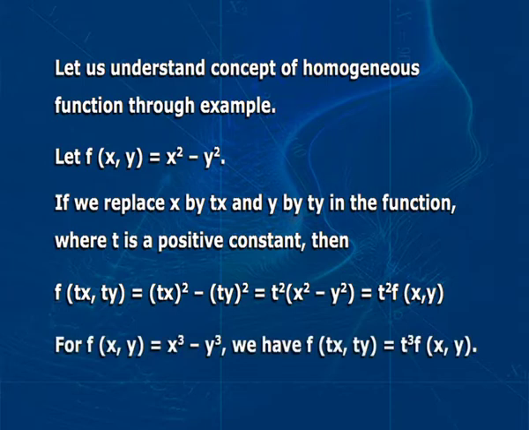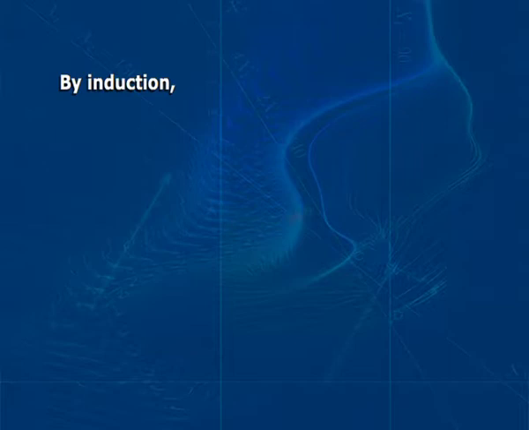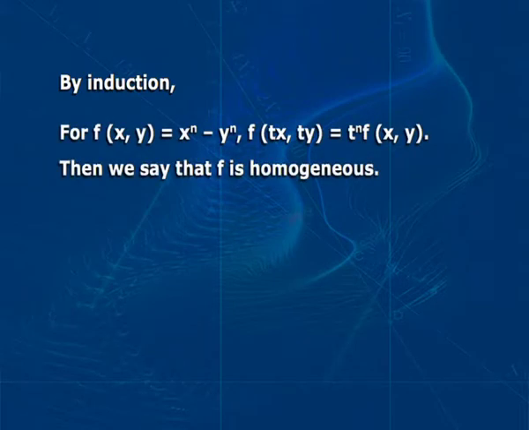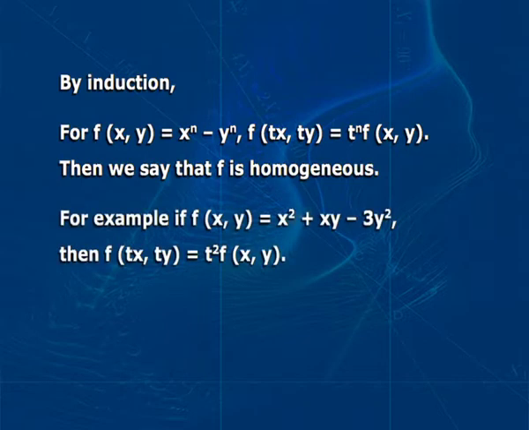For f of xy equal to x cube minus y cube, we have f of tx ty is equal to t cube into f of xy. By induction, for f of xy equal to x raised to n minus y raised to n, f of tx ty is equal to t raised to n f of xy, then we say that f is homogeneous. For example, if f of xy is equal to x square plus xy minus 3y square, then f of tx ty is equal to t square into f of xy.